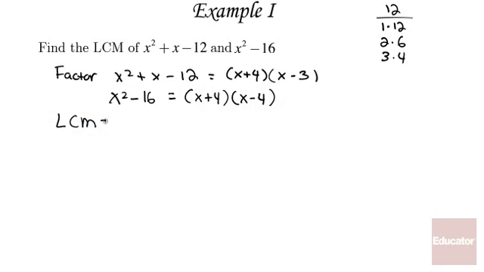Okay, to find the LCM, I'm going to look through and see what factors I have and what the highest power any of those factors is taken to. I have an x plus 4. It's the first power. Same thing here. That's the highest power for that factor. Okay, I have an x minus 3 up here, so I have to include that. Done with that. Did the x plus 4, and I have an x minus 4. So this is the LCM of these two polynomials, and I found that by factoring out each polynomial and taking each of the factors that I see to the highest power that they're present in either one of these polynomials.